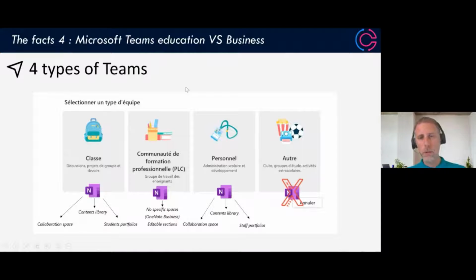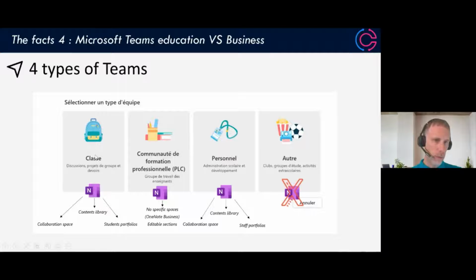When you are on a business version, when you want to create a team, you do not have any choice. You just create a team. But when you are on Office 365 Education, on Microsoft Teams Education, you have basically 4 types of teams you can create: the class teams, the professional learning community teams, the staff teams, and the other teams.